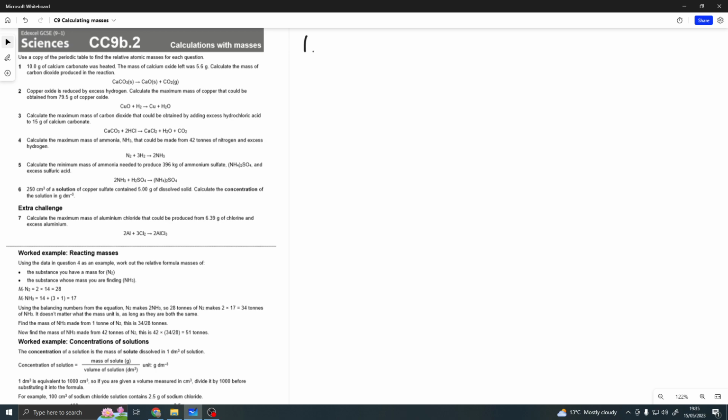It says 10 grams of calcium carbonate was heated. The mass of calcium oxide left over was 5.6. Now, this one is a very simple conservation of mass question. What it is telling us is that 10 grams on one side will make 5.6 plus another amount of grams there. Remember, there's got to be 10 grams on both sides. So all you need to do is take 5.6 from 10, do 10 minus 5.6. That gives us 4.4.